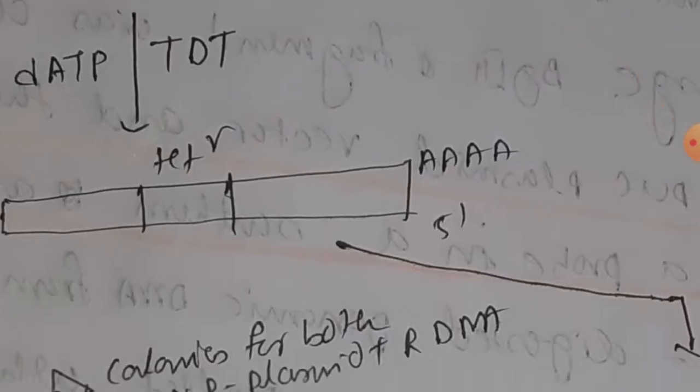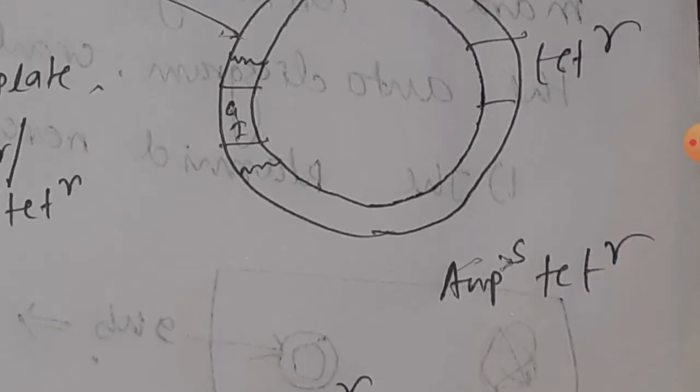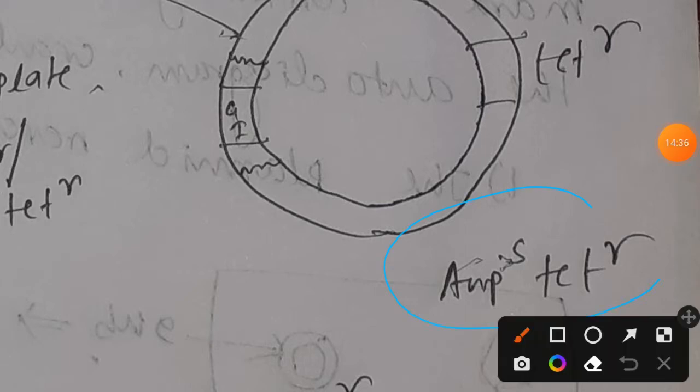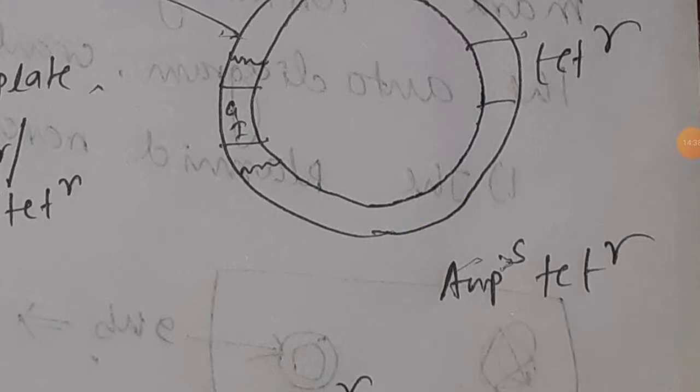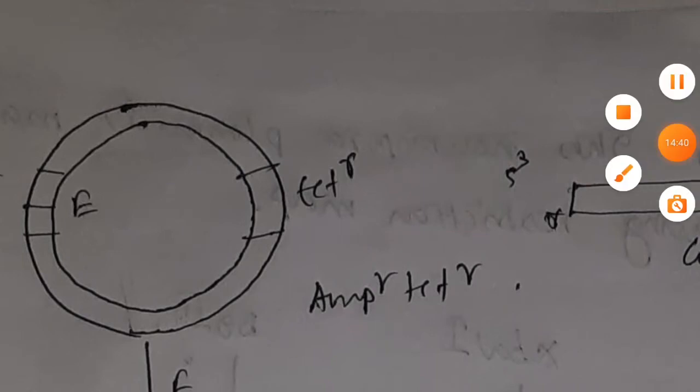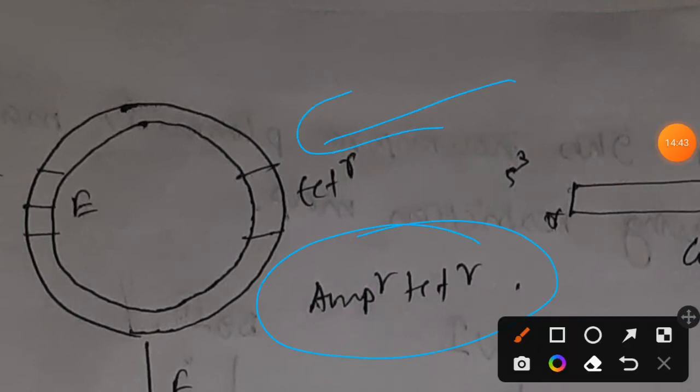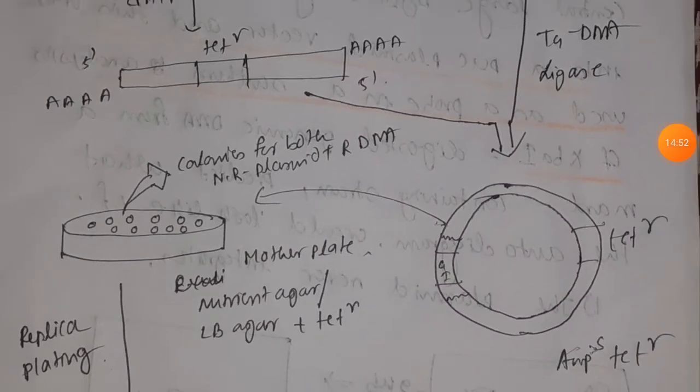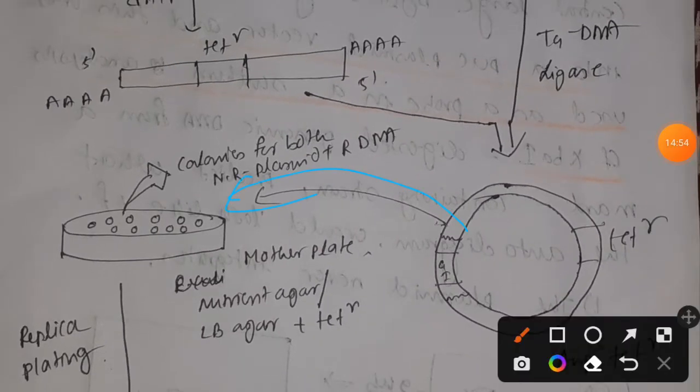So that means now our recombinant DNA will be ampicillin sensitive, tetracycline resistant. On the other hand, our plasmid vector was ampicillin resistant, tetracycline resistant. Now we will simply culture them in presence of LB agar. In case of cloning technique, LB agar is usually preferred. So you have to write LB agar in presence of tetracycline.